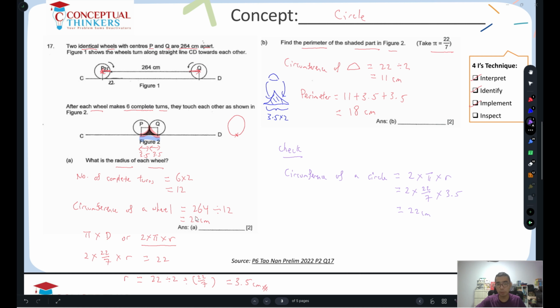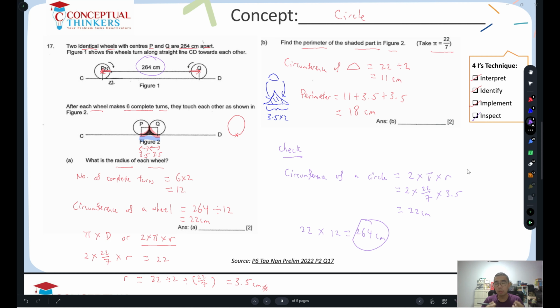So it already matched the circumference of a wheel. If you want to do a further check, you can take 22 times... Now we know that there will be 12 complete turns, so times 12. So 22 times 12, I'm going to get 264 cm. So it actually matched one of the figures in the question. So I know that definitely I'm correct.